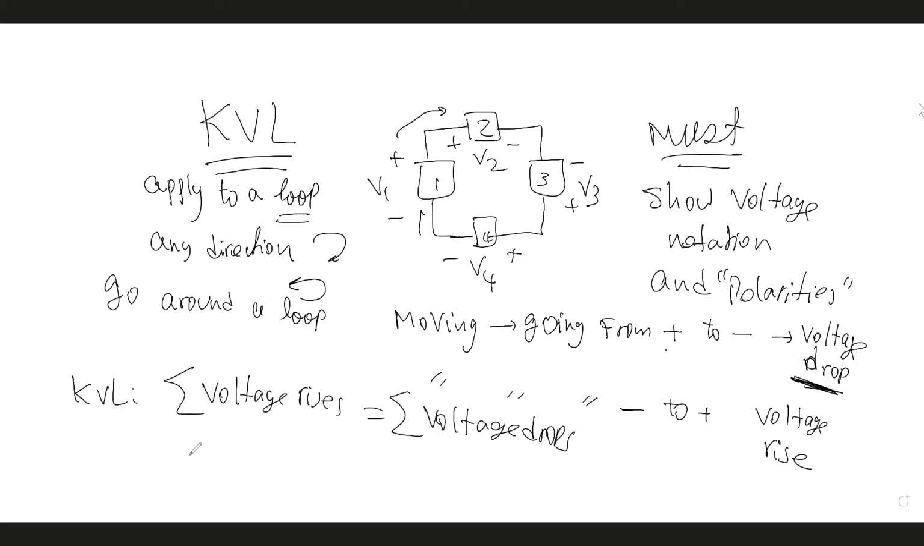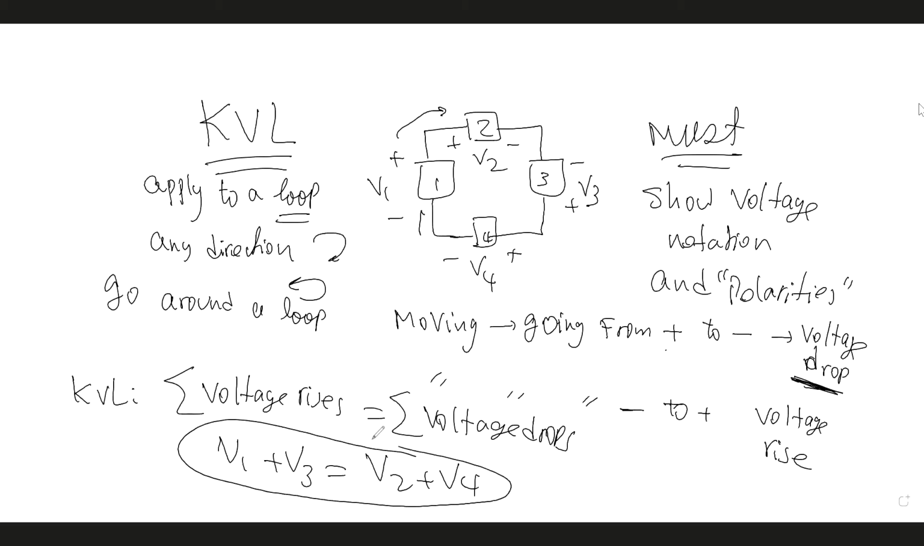Let's put rise on the left, drop on the right. So V1 is a rise, then V3 is a rise, equal to V2 is a drop, V4 is a drop. Notice that it doesn't matter if V1, V2, V3, V4 are positive or negative. Next, you plug in values according to plus or minus. But your rise or drop decision is 100% purely based on polarities, nothing else. Any question?